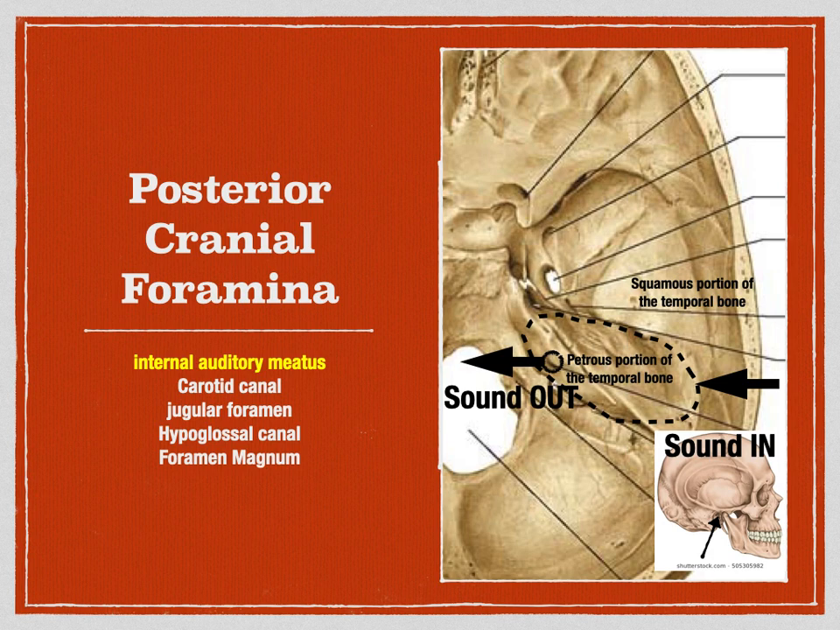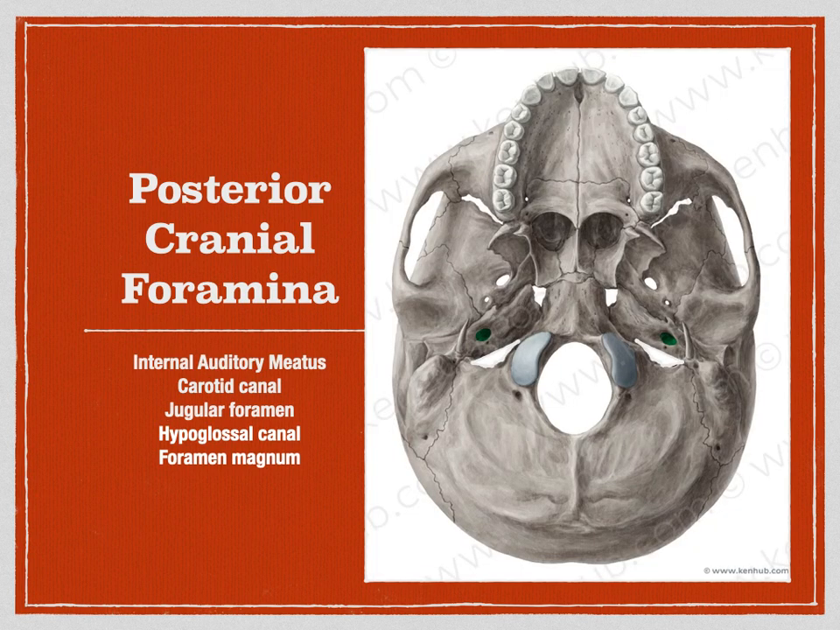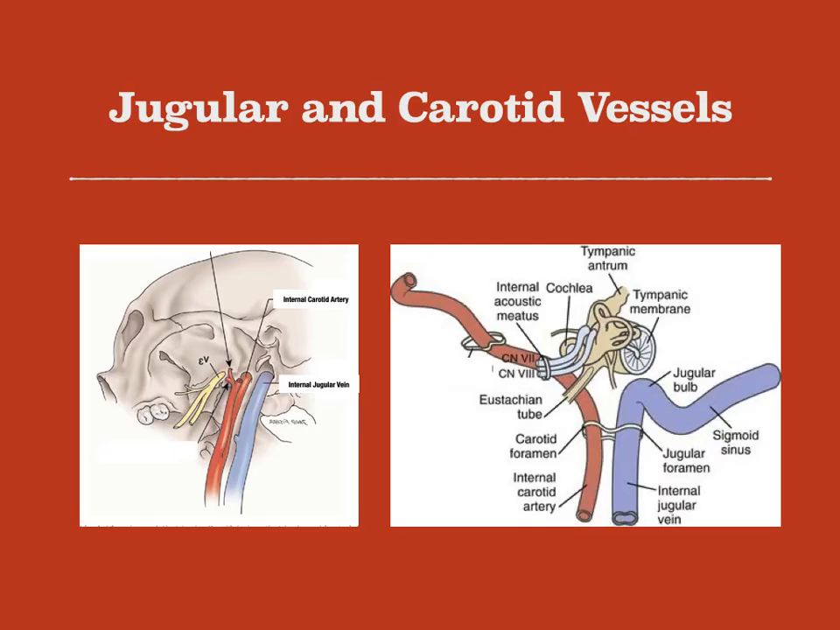Now, the next two in this list are the carotid canal, right here, and the jugular foramen. Now, these are both blood vessels. One is an artery, one is a vein, but notice that they are side by side here externally on the skull. Let's take a different view of the skull here and notice the internal carotid and the internal jugular blood vessels coming up through the neck and entering the skull here.